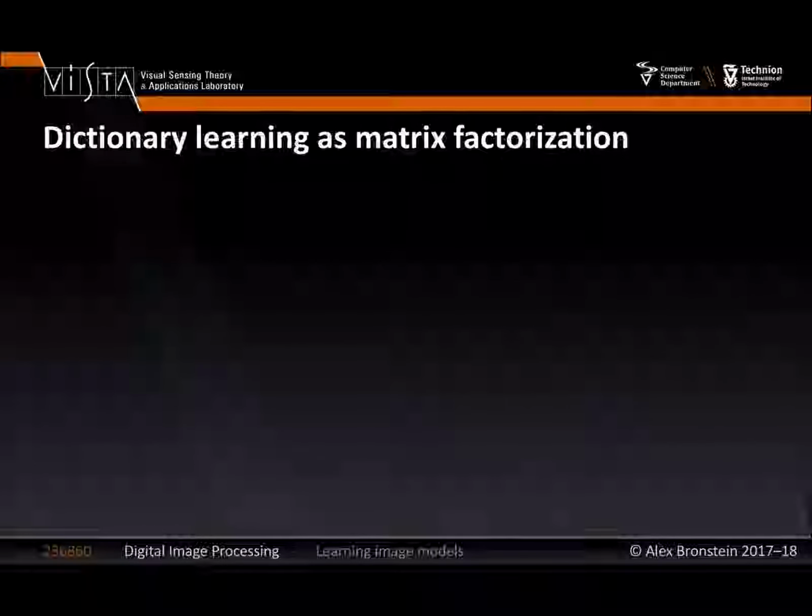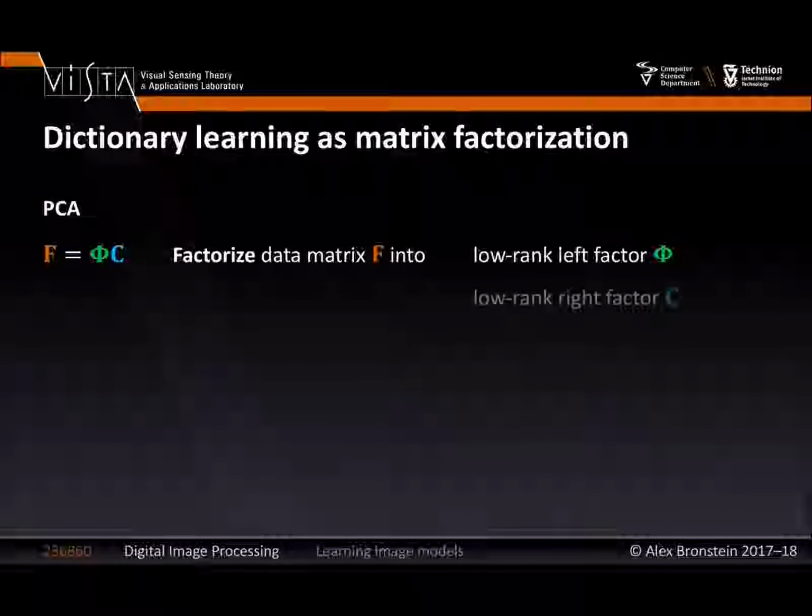Now, let's formalize it a little bit. In PCA, we were interested in factorizing a given data matrix. I'm thinking of F as a data matrix. It contained our data points, into two factors: a low rank left factor phi and a low rank right factor C, right? So we wanted to do this matrix factorization, and then we use the left factor as the basis, as the dictionary, and the right factor as the coordinates, as the representation coefficients.